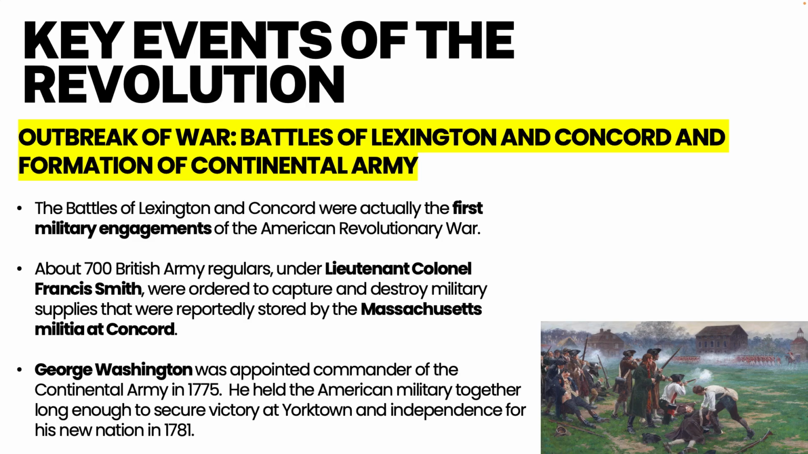So, si Lieutenant Colonel Francis Smith, what they were trying to do in the area of the Concord and Lexington is they want to capture and destroy the military base and supplies of the militia at Concord in Massachusetts. Meaning dito kasi located yung military base ng mga American revolutionaries. So nagpadala si Lieutenant Colonel Francis Smith ng 700 British Army to destroy nga and to eliminate this particular arms and weapons of the American revolutionaries. But the thing is, they weren't able to do this fully.